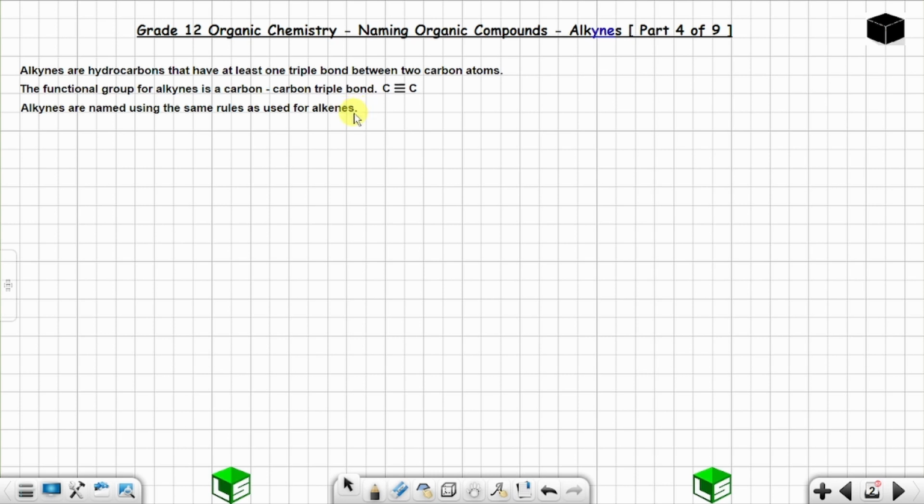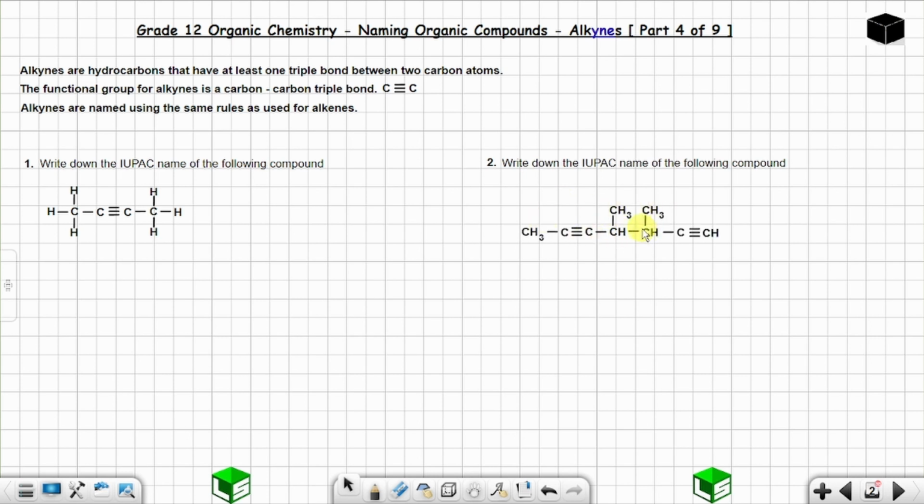I only have 2 examples that we are going to answer. Example number 1 is this question, and example number 2 is this question. We are going to name these 2 compounds. Write down the IUPAC name of the following compounds. We have this. You can see this is the triple bond, which is the functional group for alkynes, so this is an alkyne.